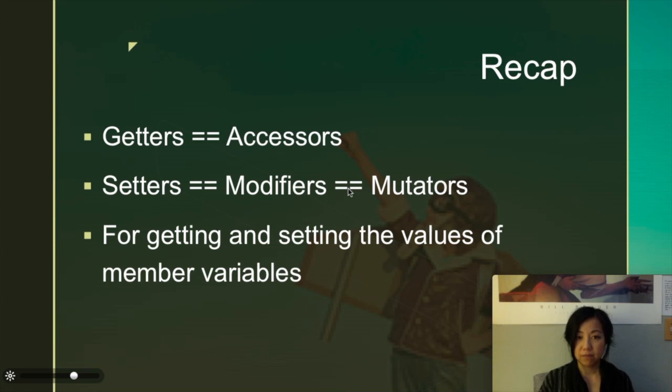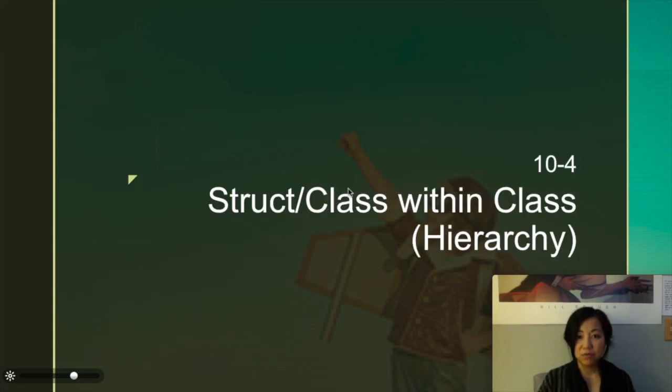To recap, getter has another name called accessor. Setter has another name called modifier or mutator. So they are both for setting values of member variables, only one of them though, one at a time. So next we are going to talk about how to use classes and structs and combine them together and have hierarchy.